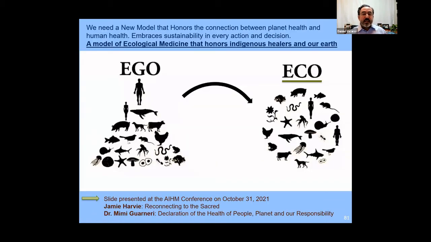And at the ABIHM presentation last week, actually, Jamie Harvey and Dr. Mimi Guarneri talked about this model of ecological medicine and honoring indigenous healers and our health. So this is the ego model, and this is the eco model. And I love this slide. I've been sharing it with my kids, with friends. I wanted to share it here. Some of you may have been at this virtual conference last week.